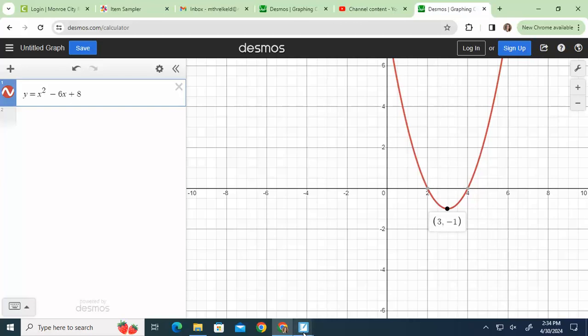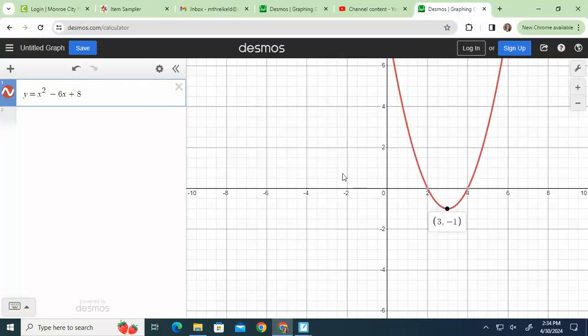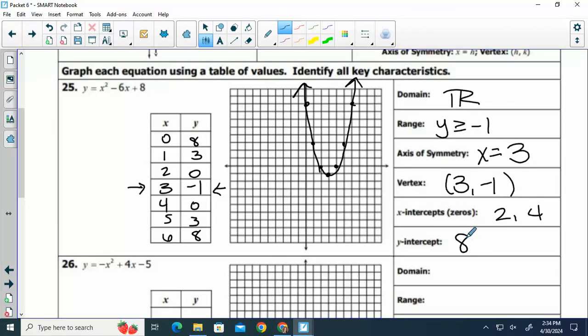So those are at 2 and 4. You can write them as ordered pairs or list them. The y-intercept, where we hit the y-axis, we could also look on Desmos. I'm going to have to move that, but my y-axis point is at 8, or 0, 8, if I ask for an ordered pair. So, graphing these quadratics, use Desmos. If you need a table, use your graphing calculator to get the table. Is that okay?